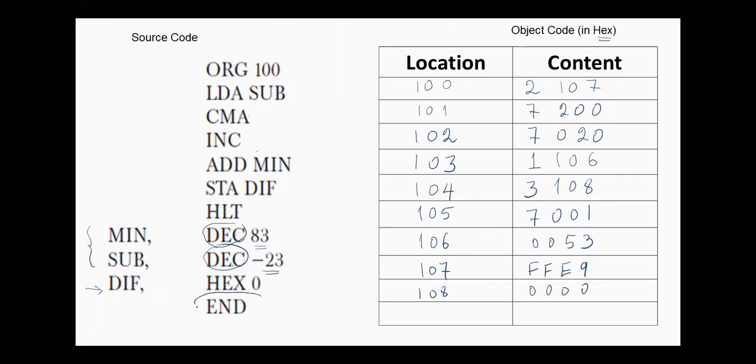And the last instruction, end, which is a pseudo instruction, tells the assembler that we don't have any more lines to translate. So here is the object code, or the binary code, of the source program used to subtract two numbers. Computers can execute programs if they are in their binary or machine language form.